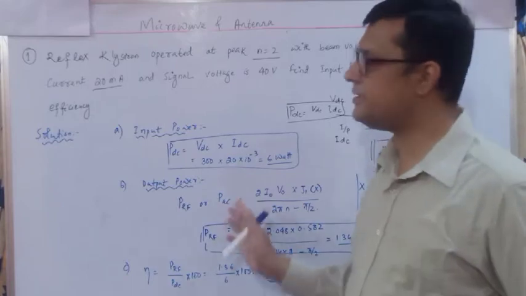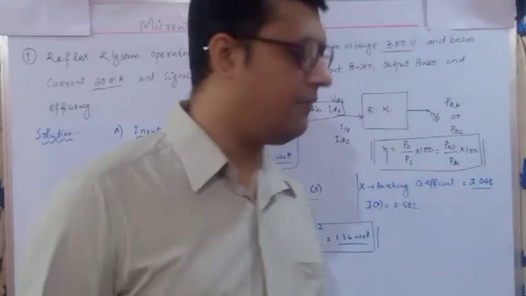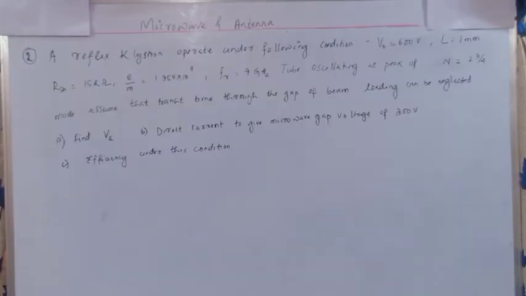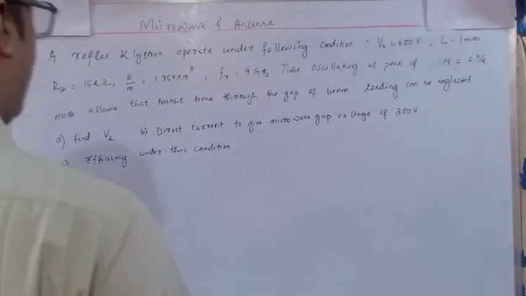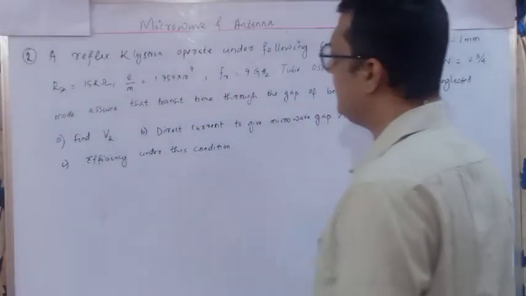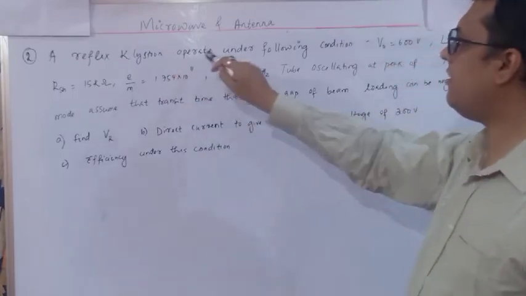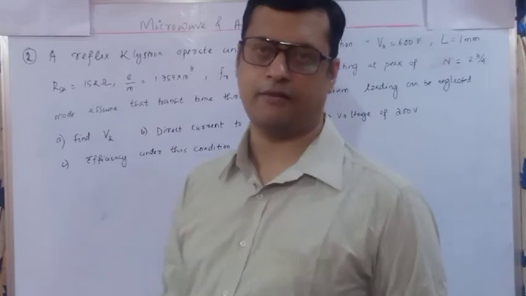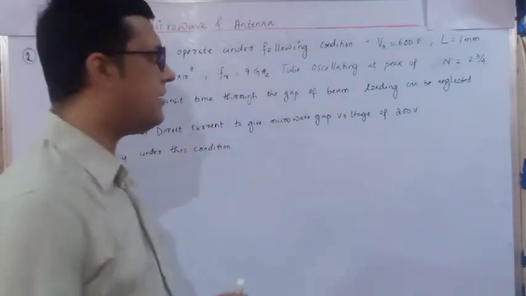Okay, so this is one example. One more example we will take. Okay, so one more question. As you can see, a reflex klystron operates under the following conditions. Okay, so here certain conditions are given. Let's see what conditions are given.